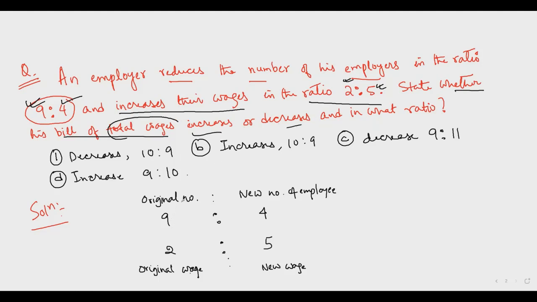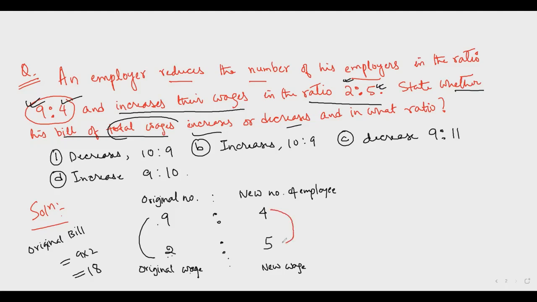See, the original number of employees, how much? 9. And what is the wage? One employee is earning 2 rupees. So how much is the total? The original bill, what is the original bill then? Original bill is going to be 9 into 2, which is going to be 18, right? Original number into original wage.